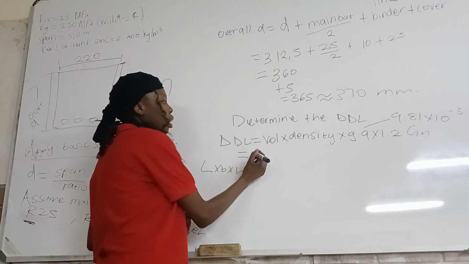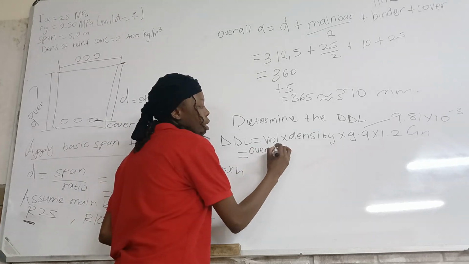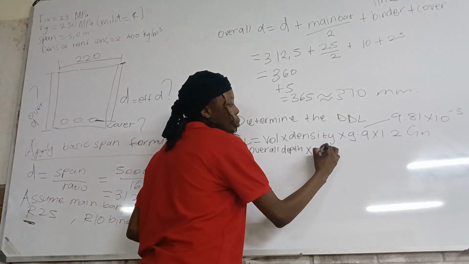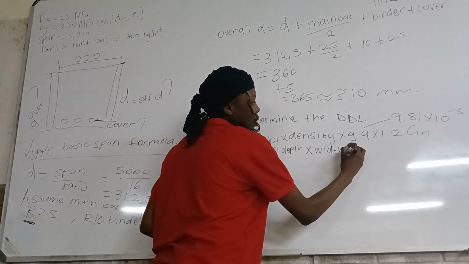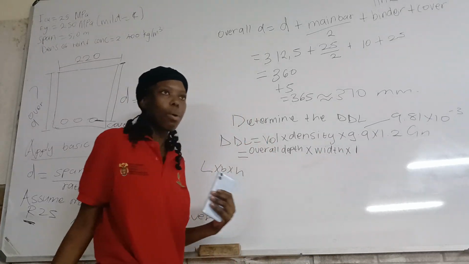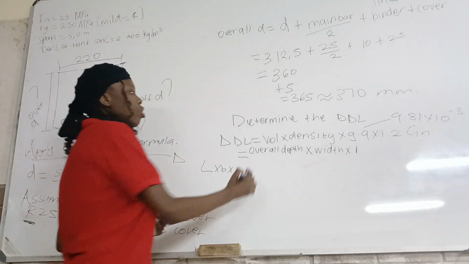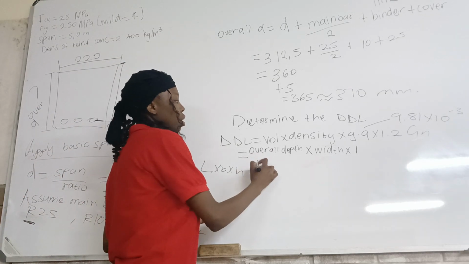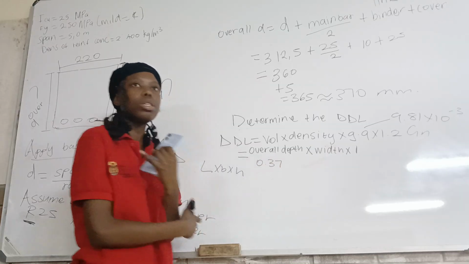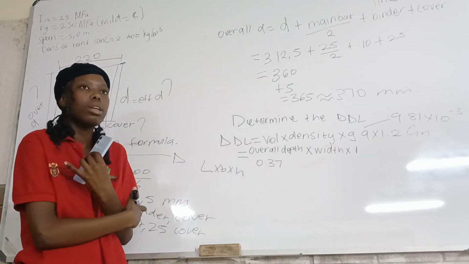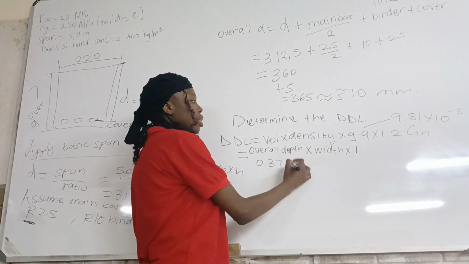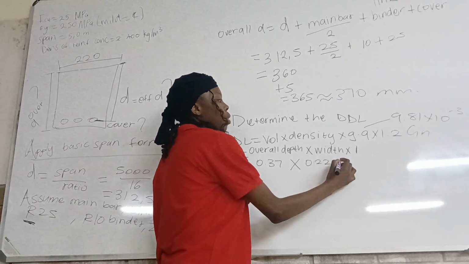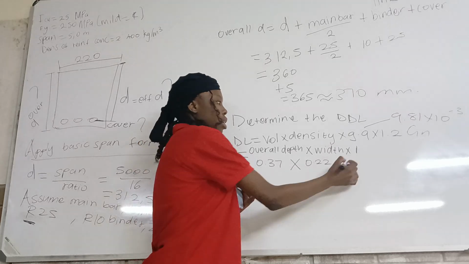The volume again is overall depth, times the width, and times 1. One is our height again, it is always 1. So the overall depth there is 0.37. When we substitute here, we substitute in meters again. So it's 0.37. What is our width? 0.22. And then our height, it is 1.